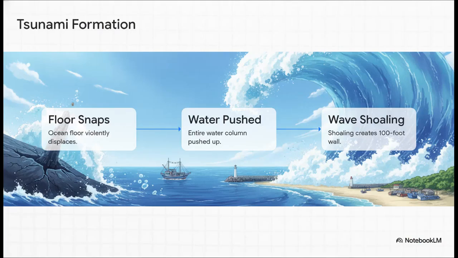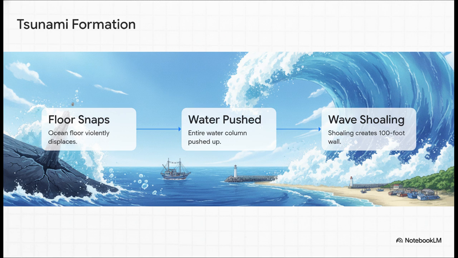Now, what happens when these massive elastic rebounds occur underwater? Well, the results are just catastrophic. The ocean floor violently snaps, acting like a giant subterranean punch that shoves the entire column of ocean water straight upward at the speed of a jet airliner.